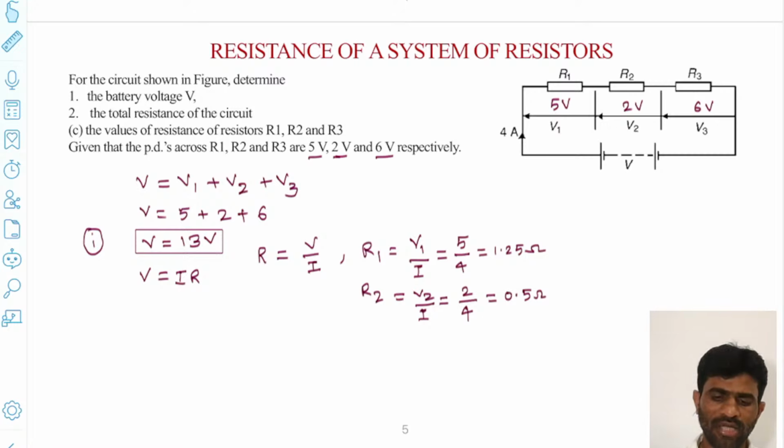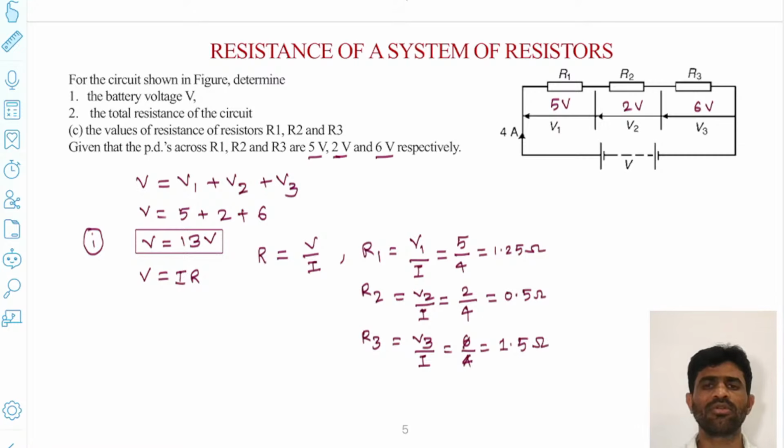Correct? Now R3. R3 is equal to V3 by I. We know V3 is 6. 6 by 4. 6 by 4 is how much? 3 by 2. 3 by 2 is 1.5. So like this we can find out R1, R2, R3.